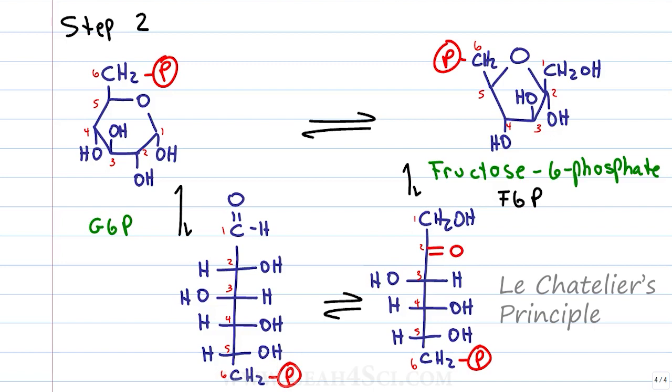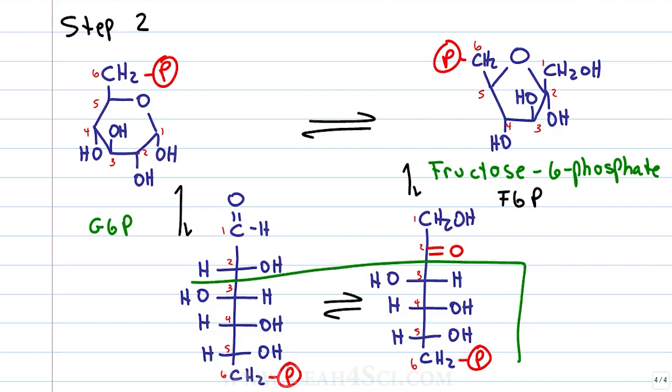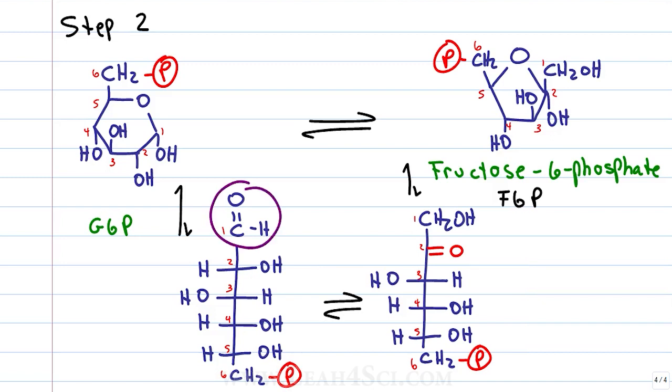Let's take a look at what happened. Notice that everything from carbon 3 onward is exactly the same. The isomerism happened at the top of the molecule, where glucose had an aldehyde on carbon 1, and fructose has a ketone on carbon number 2. What happens in this reaction is the aldehyde on carbon number 1 is converted to an enol between carbons 1 and 2 through keto-enol tautomerization. That enol is then tautomerized again so that we get the ketone on carbon number 2.